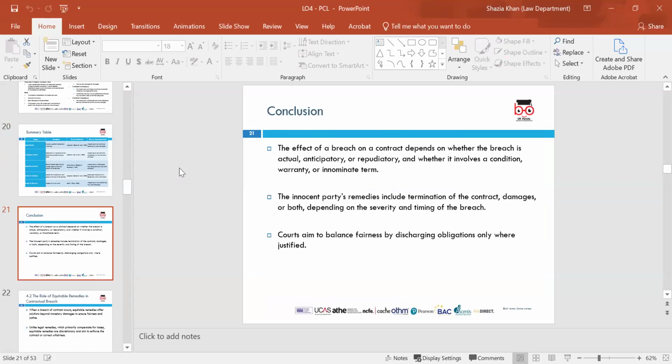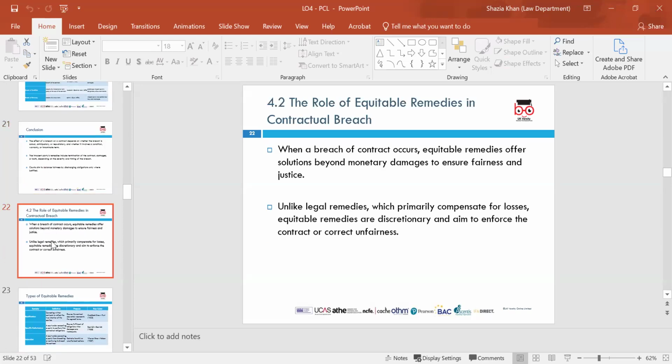And the courts aim to balance fairness by discharging obligations where justified. So they need to make sure that they're looking at the severity of the case, where there's been any sort of breach or damages, or any sort of breach that occurred to make the contract void. They must take all these things into account, whether the breach is anticipatory, repudiatory, or actual, and whether it involves a condition, warranty, or innominate term to make their decision.